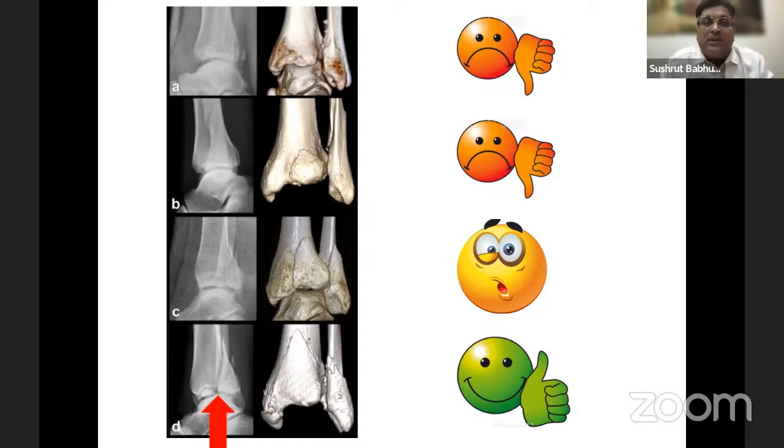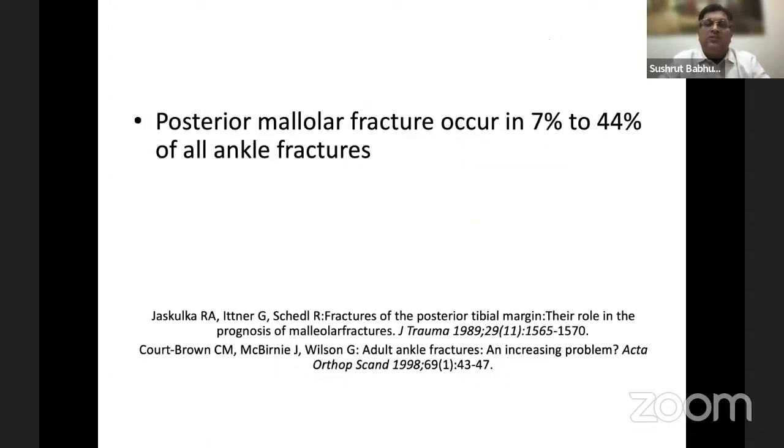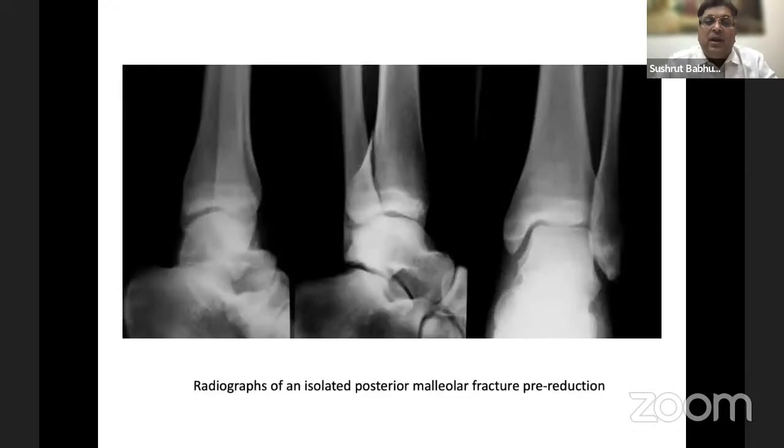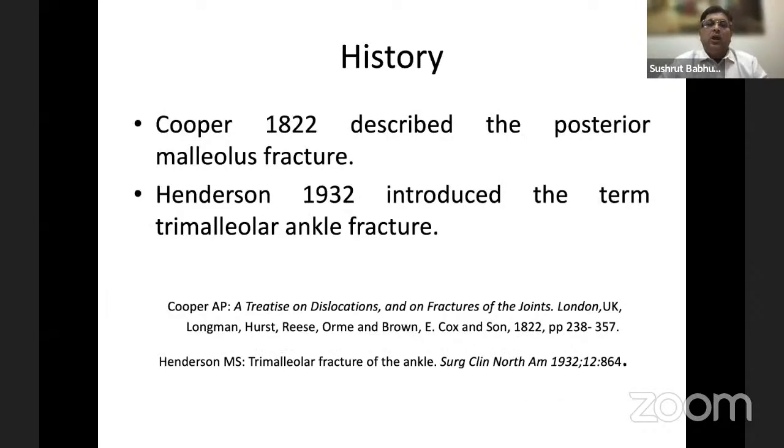Is it based on percentage involvement, or is it based on anatomical location, ligamentous soft tissue involvement around the ankle, especially on the posterior part of the lower fourth of the tibia? So let's look at them. Posterior malleolus fracture is not very uncommon. It's 7 to 44% of total ankle fractures. Isolated posterior malleolus fracture has been discussed and described. So that's a typical isolated posterior malleolus fracture before reduction.